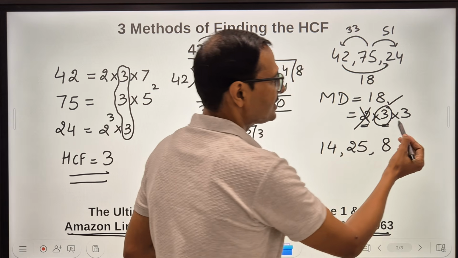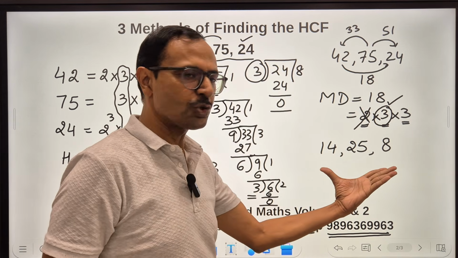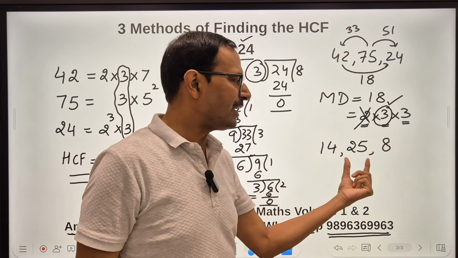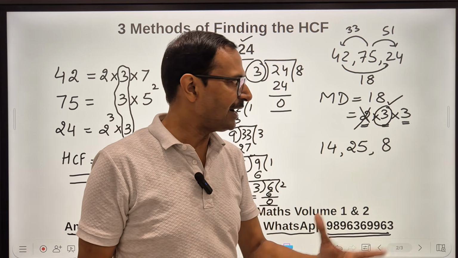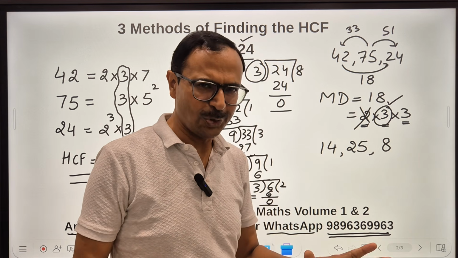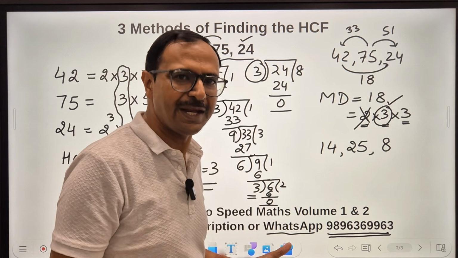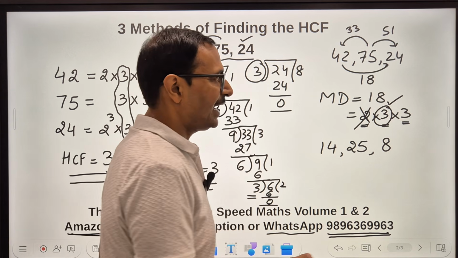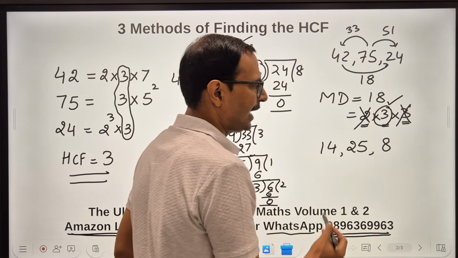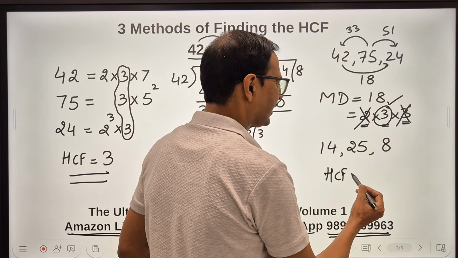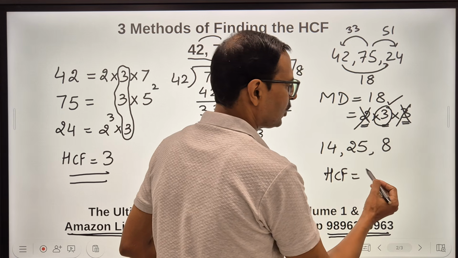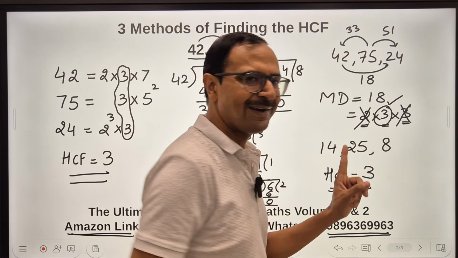And finally, for this other 3, I have to check the quotients now: 14, 25 and 8. Does it divide all three numbers? No. 14 is not divisible by 3, 25 is also not divisible by 3, 8 is also not divisible by 3. And therefore this 3 is ruled out. And so the highest common factor is the only factor which is left, that is 3.